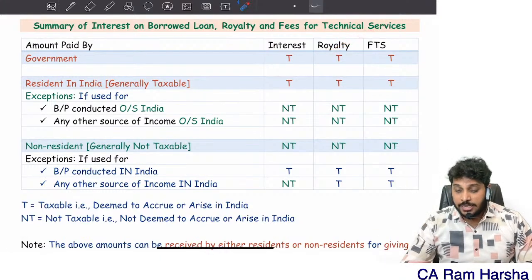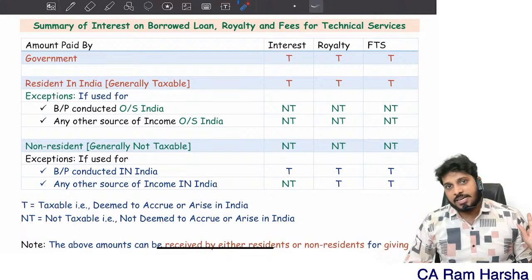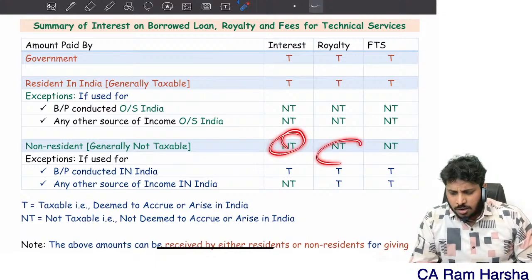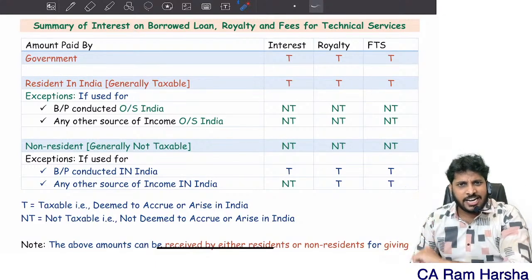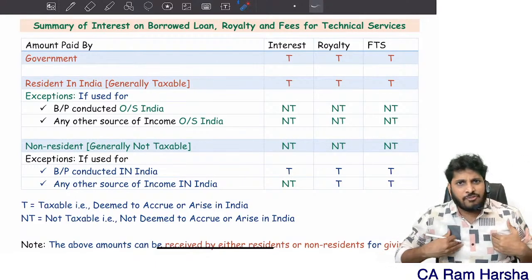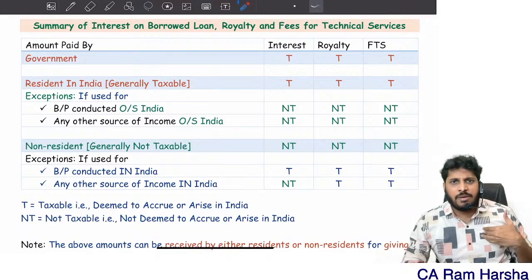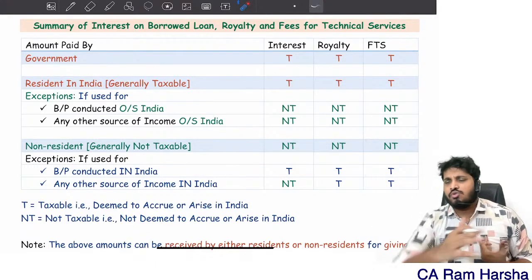Suppose a non-resident is paying this interest, this royalty, this fees for technical service. Obviously not taxable. He is not a resident in India. I am a foreigner, he is a foreigner, he is paying me interest. How come it is taxable? How come it is accrued in India?